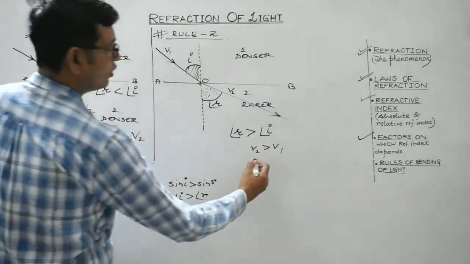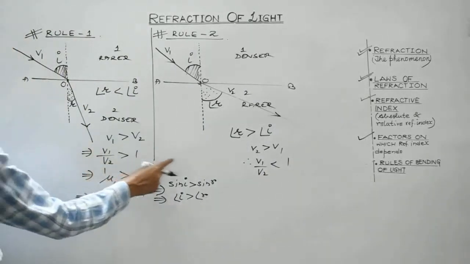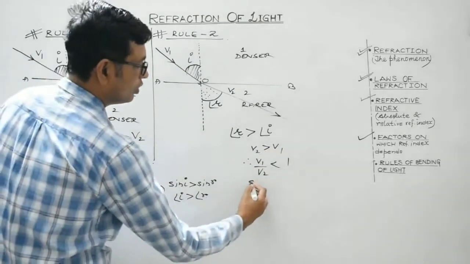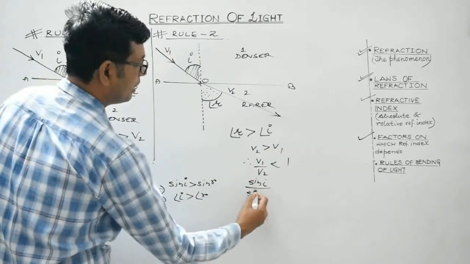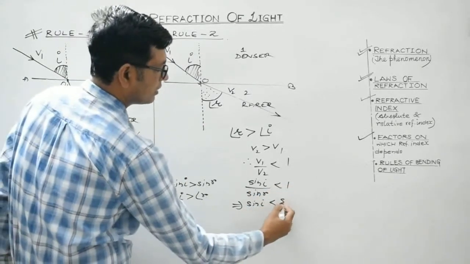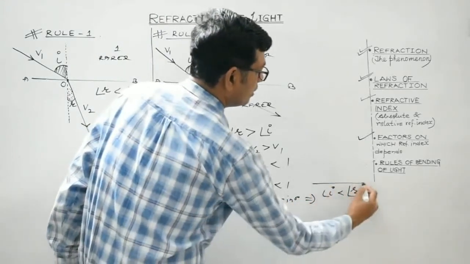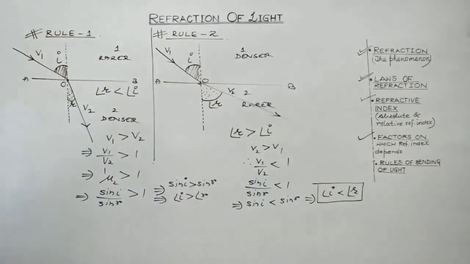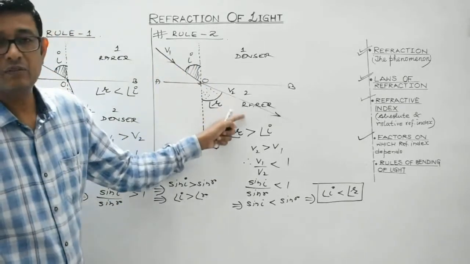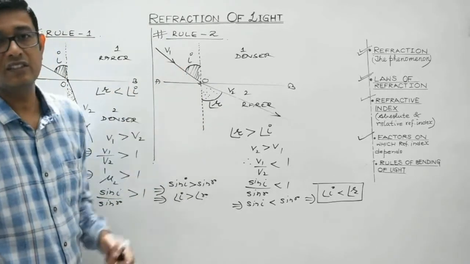Right? So therefore V1 by V2 would be less than 1. Earlier it was greater than 1. In this case it would be less than 1. So refractive index would be less than 1 and therefore sin i divided by sin r would be less than 1, which implies that sin i is less than sin r, which further implies that angle i is less than angle r. So it's mathematically verified. So in this case, when the light travels from denser medium to rarer medium, the angle of refraction is greater than the angle of incidence. Right?